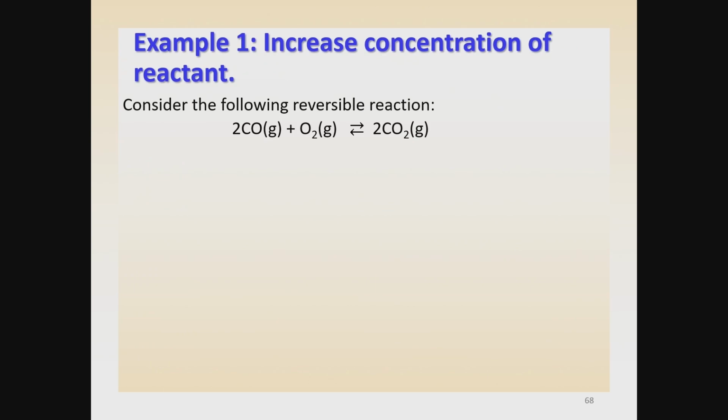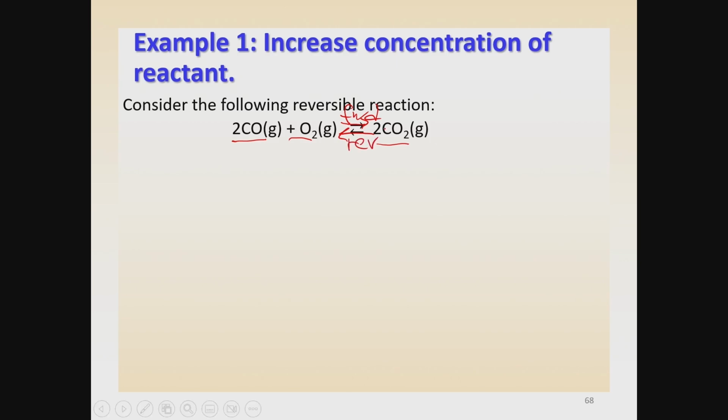Here's my first example, and I'm going to walk you through this. It says, consider the following reversible reaction. Here, as one reactant, we have carbon monoxide, 2 moles of that, reacting with the other reactant, which is oxygen, and you produce as a product 2 moles of carbon dioxide. What I want you to notice is that this is a reversible reaction, so the upper arrow is the forward reaction, and the lower arrow is the reverse reaction.